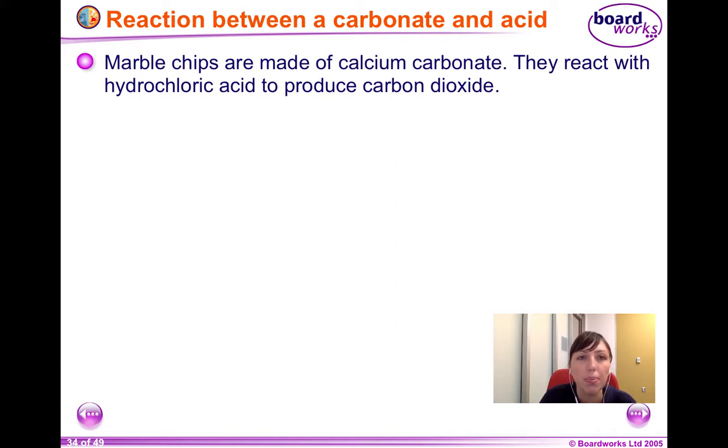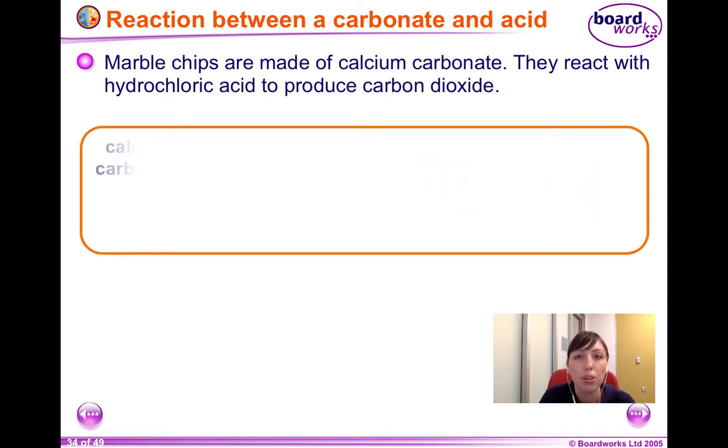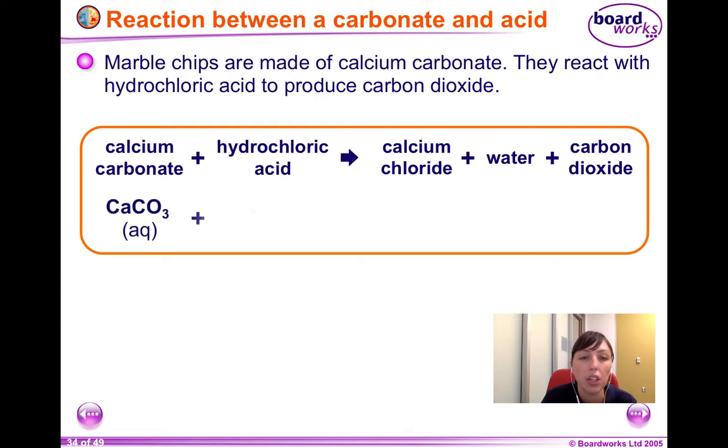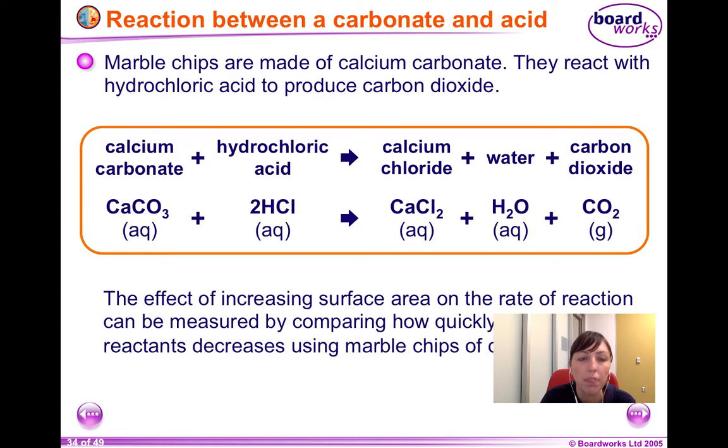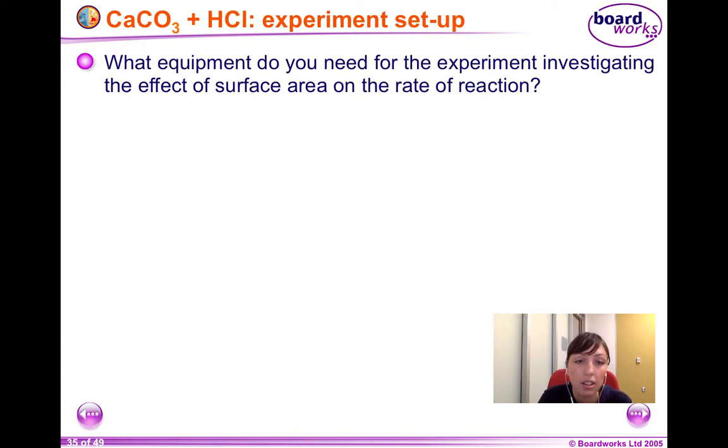So marble chips, this is a reaction between a carbonate and acid. Marble chips are made of calcium carbonate. They react with hydrochloric acid to produce carbon dioxide. So here's your word equation. Here's your balanced symbol equation. The effect of increasing surface area on the rate of reaction can be measured by comparing how quickly the mass of the reactants decreases when using marble chips of different sizes.